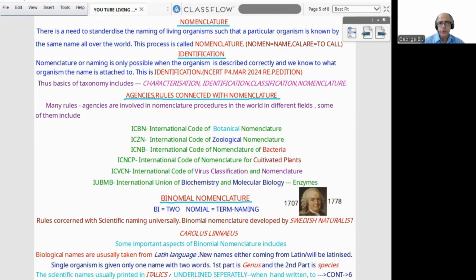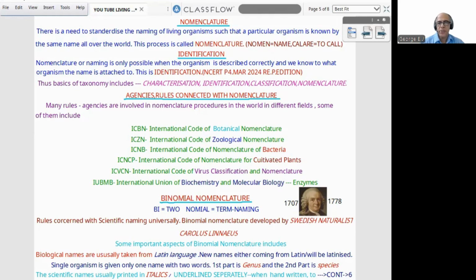Bi means two. Nomial means term or naming. So these are rules concerned with the scientific name universally. Binomial nomenclature was developed by the Swedish naturalist Carl Linnaeus, 1707 to 1778, a previous question. This is the photograph of Carl Linnaeus.